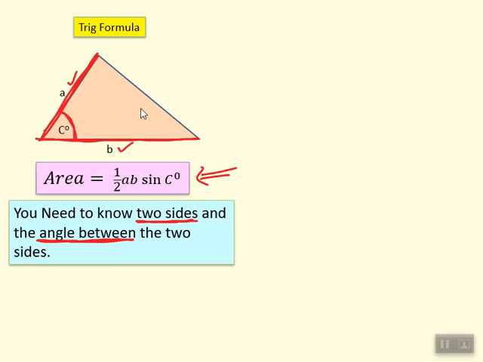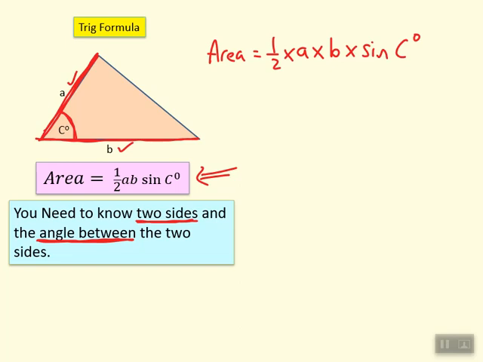It says if you want to work out the area of that triangle, then all you need to do is a half times the length of one side that you know, times the length of the other side, times sine of the angle between them. Now I just put C, degrees, for the angle between them, but you can use whatever letter you want. You don't even need to use A and B, but literally it's so easy.